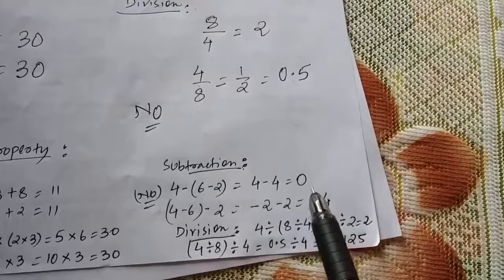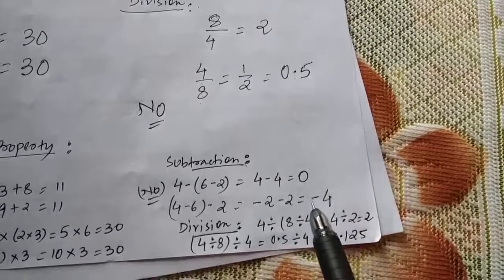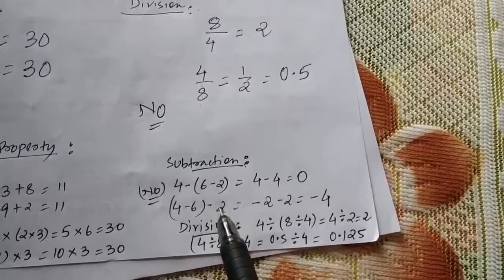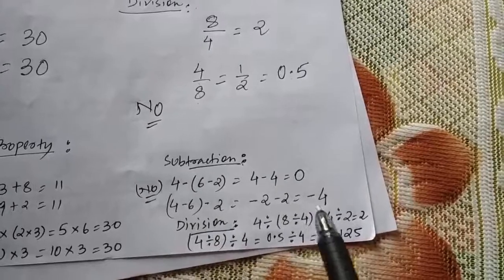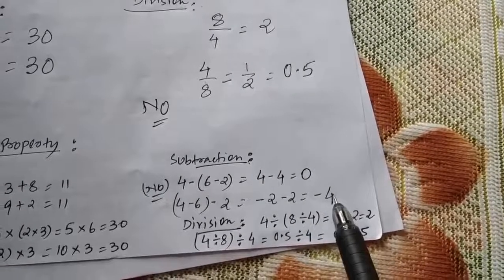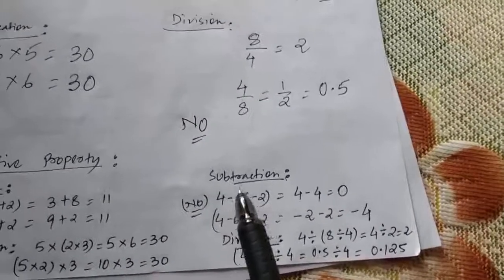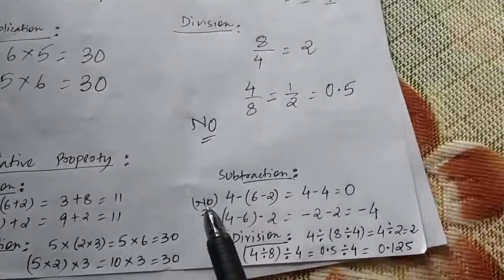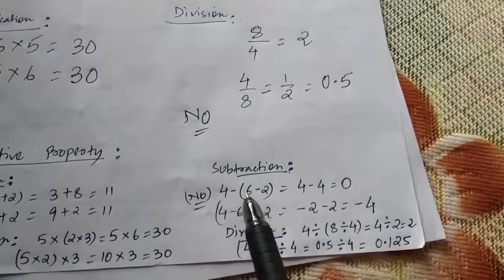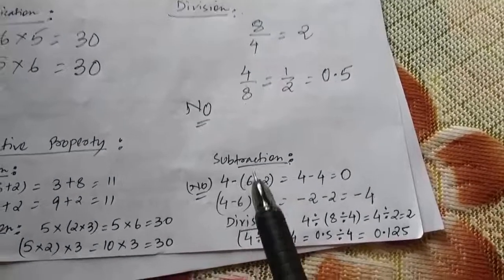So in the first case, I got 0. In the second case, that is when I interchanged the integers, I got minus 4. The answers are not the same. So the associative property for subtraction does not hold true, that is, we cannot interchange the integers.